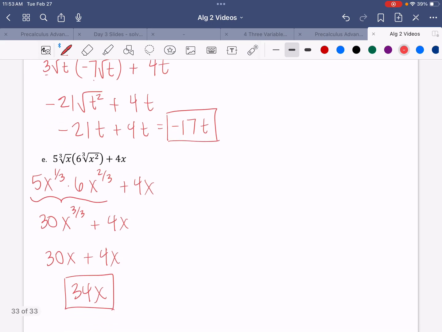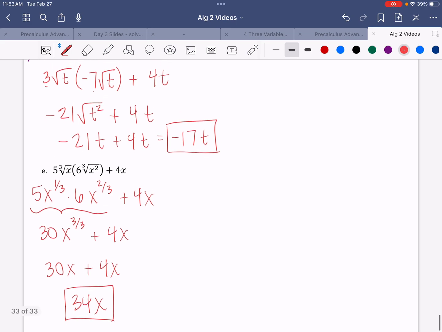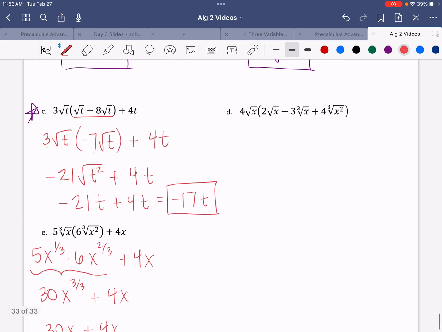Okay, so how did I look at example D and see that it was going to be more complicated? Well, I see that it has multiple terms in here, not like terms. It has distributing. It has possible combination of like terms here. So let's just convert everything and see what we get. So I'm going to do 4x to the 1/2 times 2x to the 1/2 minus 3x to the 1/3 power plus 4x to the 2/3.